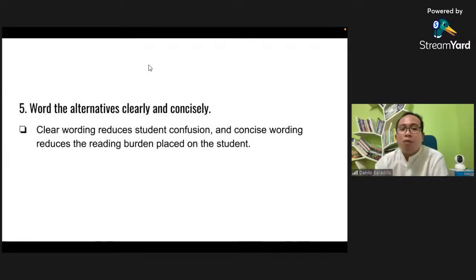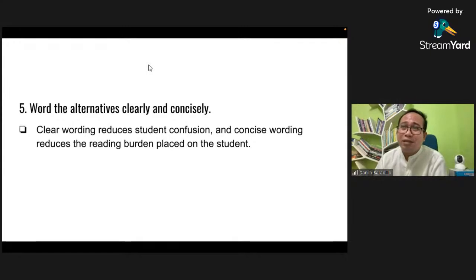So number 5, word the alternatives clearly and concisely. We're now talking about alternatives. A while back, we were talking about the STEM. At this point, we're talking about the alternatives, meaning the choices that we have. Clear wording reduces student confusion. You have to remember this. Clear wording reduces student confusion, and concise wording reduces the reading burden placed on the students.